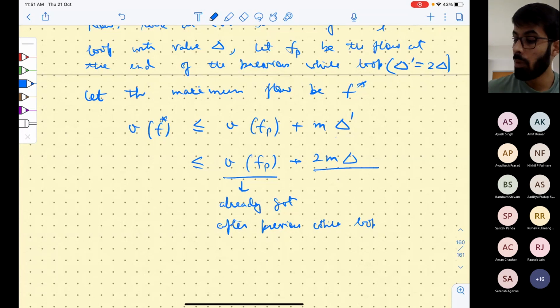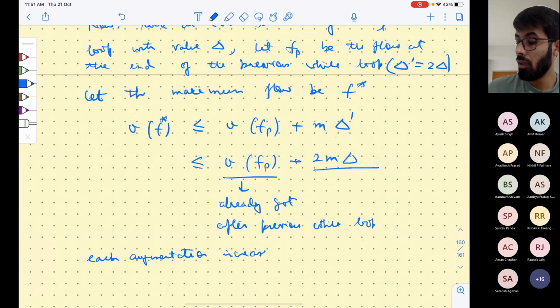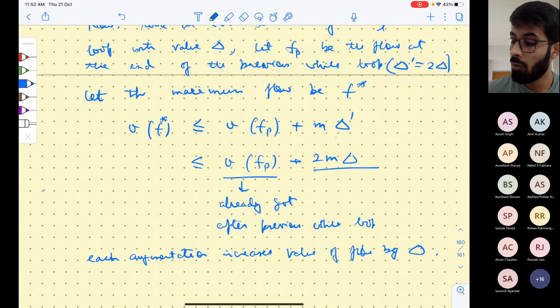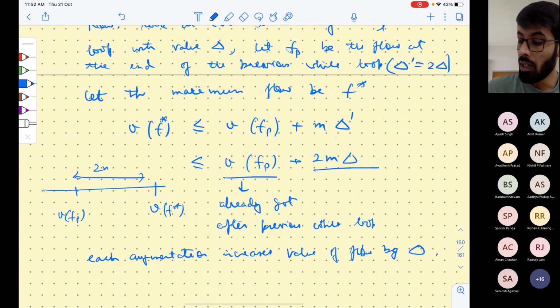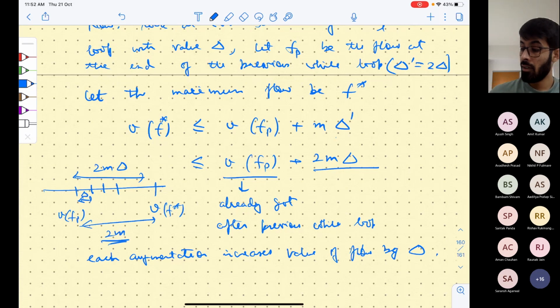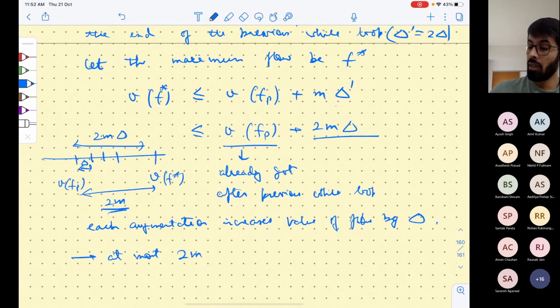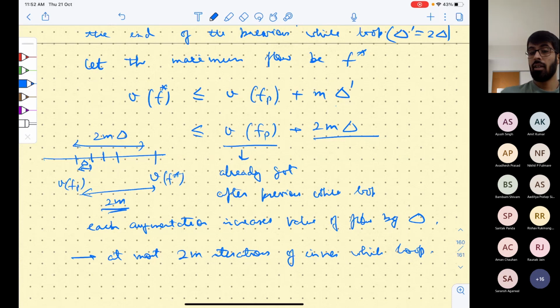And this is the maximum that is possible. And we know that each augmentation increases the value of flow by delta, right? So here there is V of F star, and here we are already there, V of FP. And what is left? Left is 2m delta. And in each iteration, we make delta jump. So how many iterations of the inner while loop can there be? 2m iterations, right? So at most 2m iterations of the inner while loop. So this finishes the proof now.